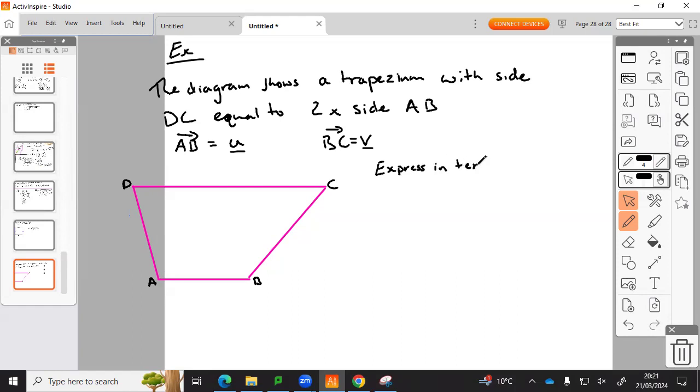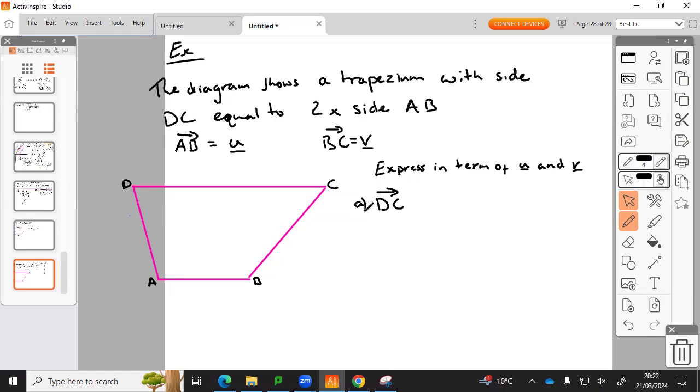Expressed in terms of U and V, vector DC. Now you get told in the question that DC is equal to 2 times AB.